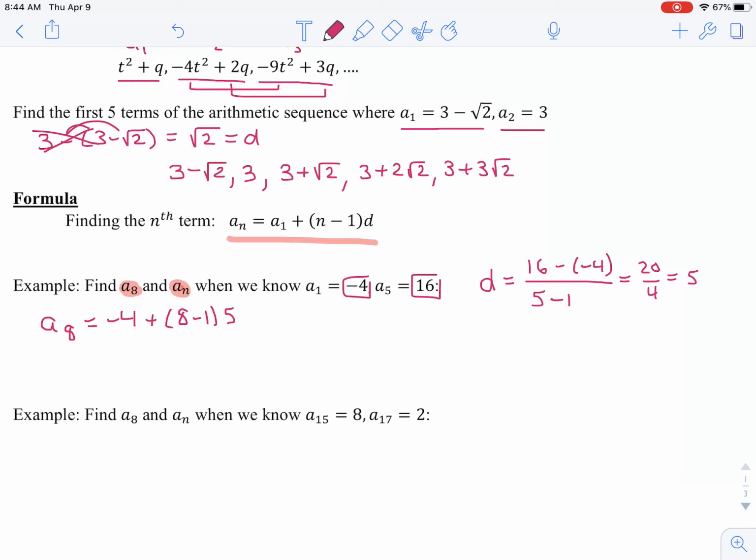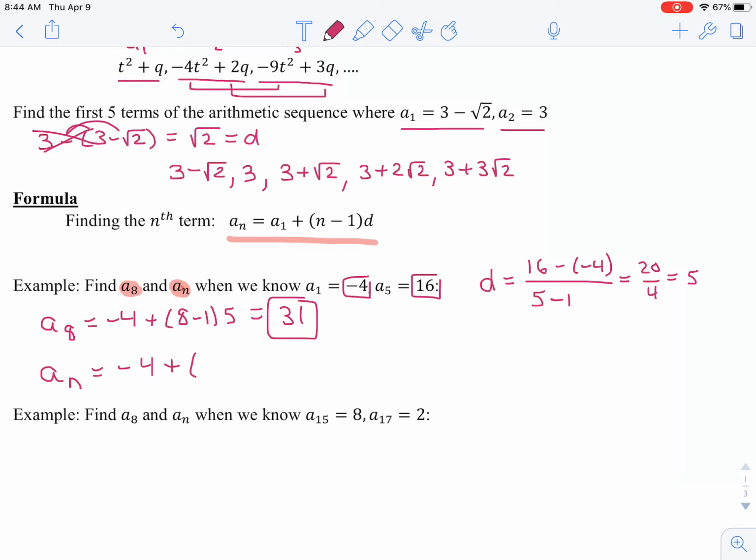8 minus 1 is 7 times 5. And then plus a -4. We see that the 8th term is 31. Now if we want to find the general term, okay, we could have done that first if we really wanted to. You need to have your first term to do this, which we do, -4.